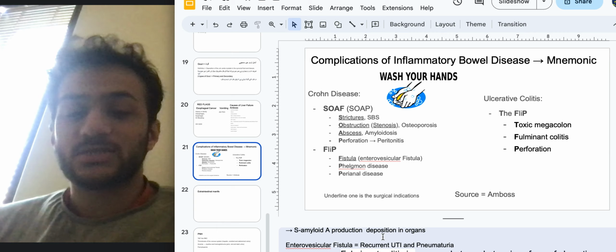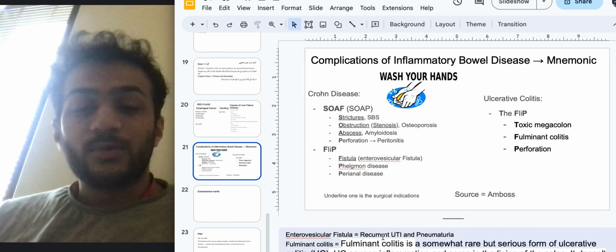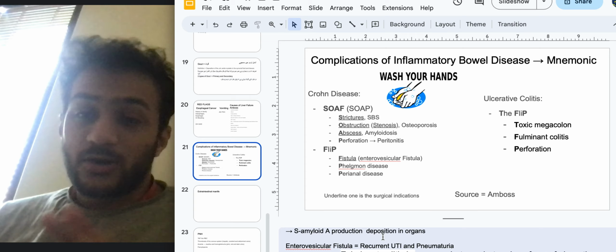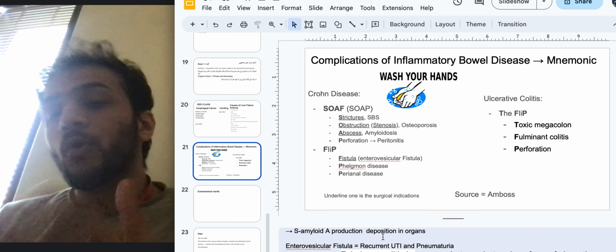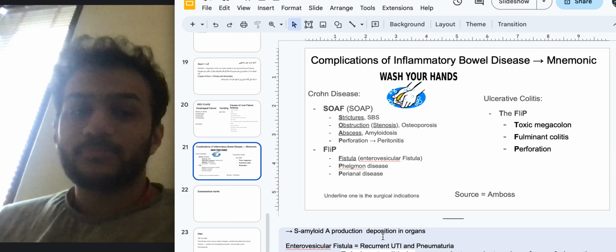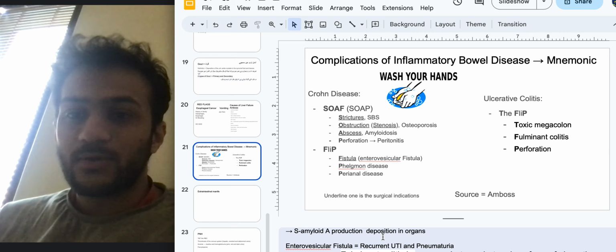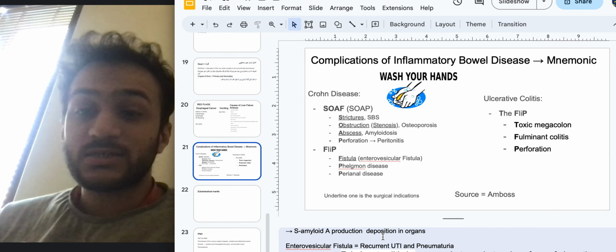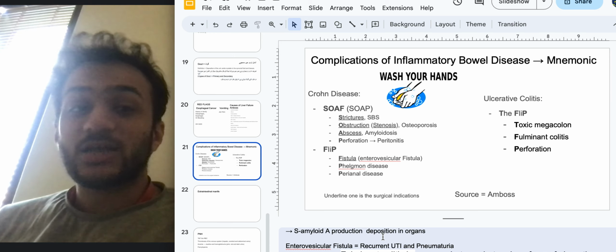So it does make sense to a certain degree. Okay, so then we come back over here, the ulcerative colitis. Ulcerative is the same thing, flip, kind of the body flips, okay? So the T over here stands for toxic megacolon. Toxic megacolon can be over here. The F over here stands for fulminant colitis. And the P over here stands for perforation.